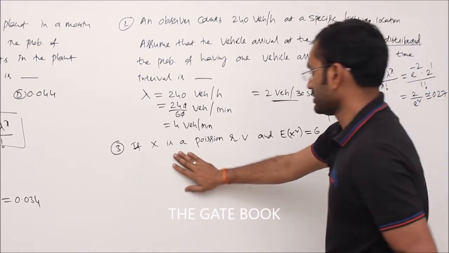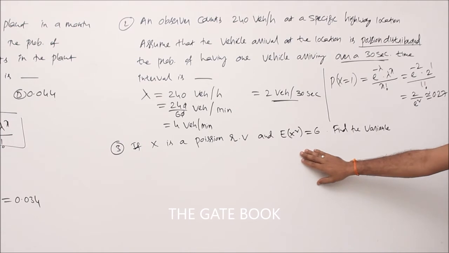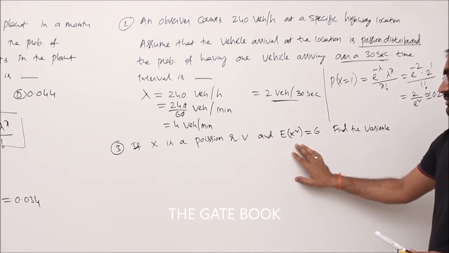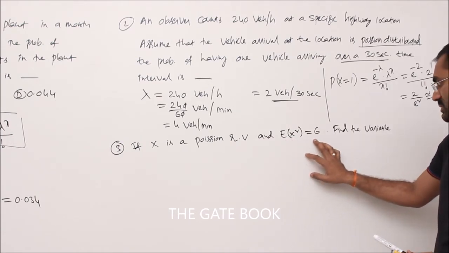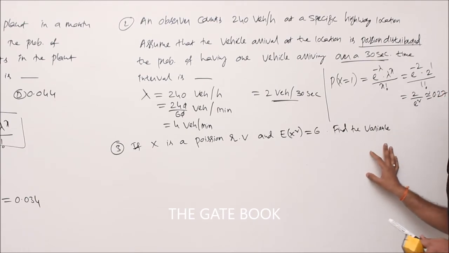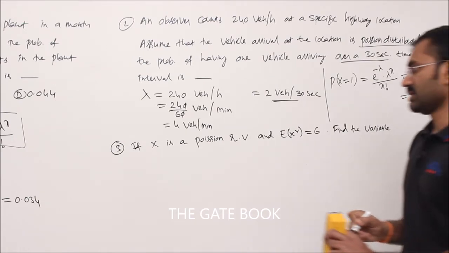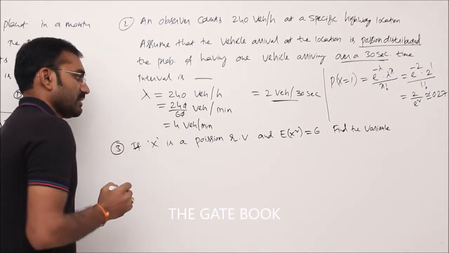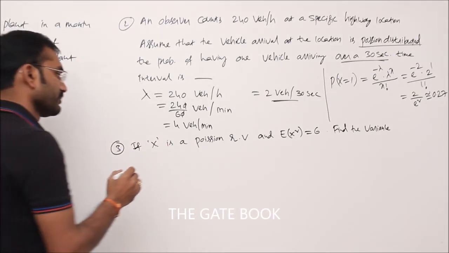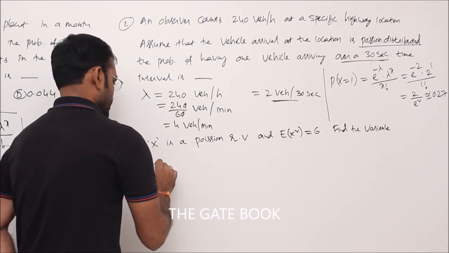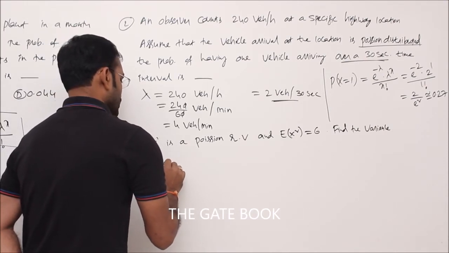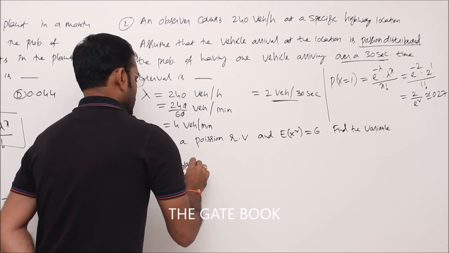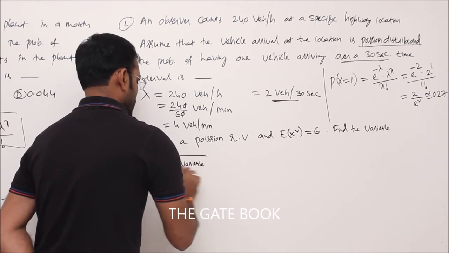If x is a Poisson random variable and given that E of x square, that is the expectation of x square, is equal to 6, find the variance. Here x is a Poisson random variable. So we know that in case of Poisson distribution, mean and variance are the same. Mean is equal to variance in case of Poisson distribution.